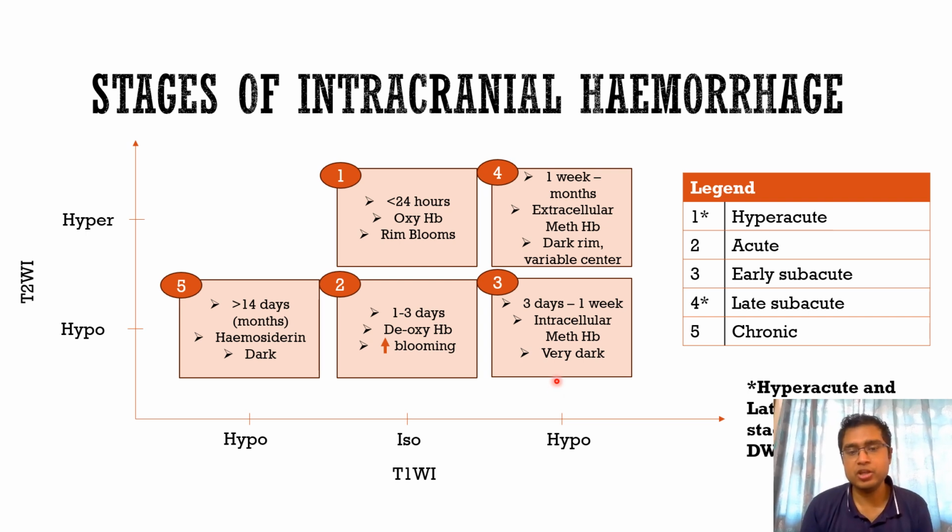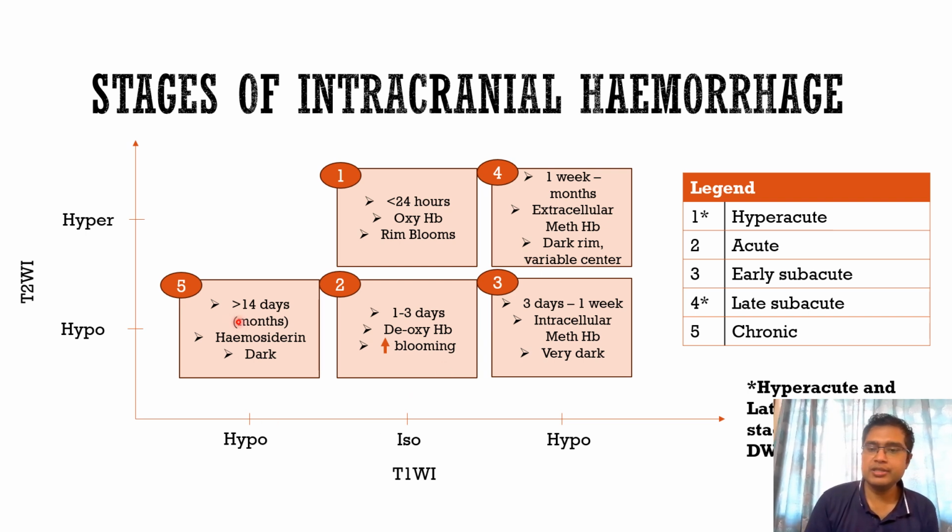Then comes early subacute, that is from 3 days to 1 week, where it is very dark on GRE images because of the intracellular methemoglobin. Then the fourth stage is late subacute stage, which is from 1 week to months, and because of the extracellular methemoglobin, it has a dark rim and a variable center. So our cases were of early subacute and late subacute bleed. The early subacute was showing intense blooming, while late subacute had predominantly a dark rim with variable center.